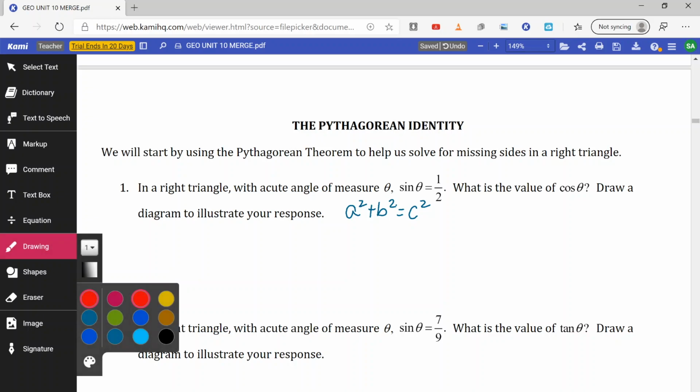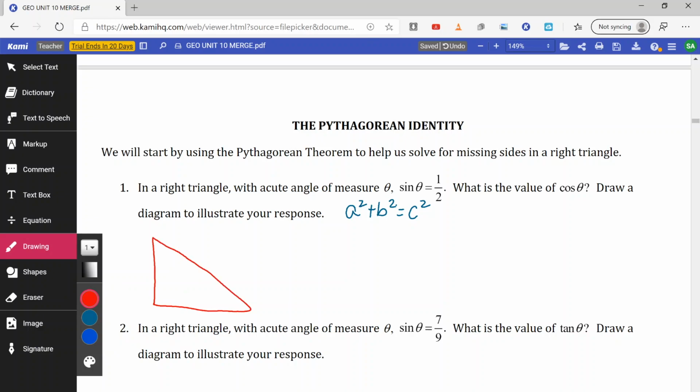So here we have a right triangle, and it says we have some angle theta where the sine is 1/2. So here's the right angle. Sine, if we remember our acronym, SOHCAHTOA, sine is your opposite side over your hypotenuse. So if sine is 1/2, that means the side across is 1 and your hypotenuse is 2. So our unknown side is x. So we have to figure out the value of cosine.